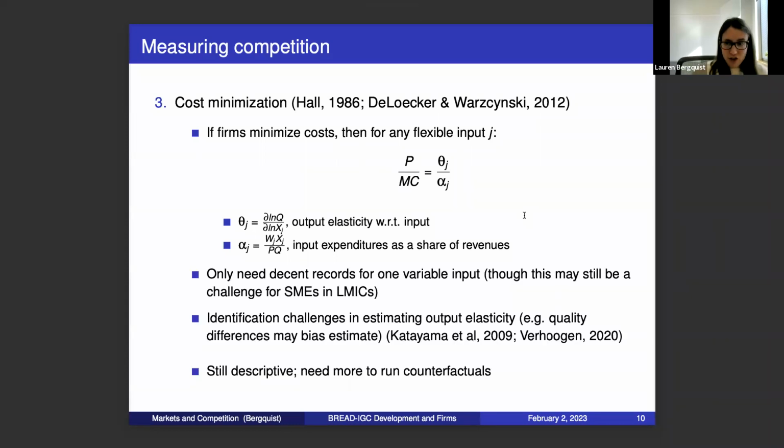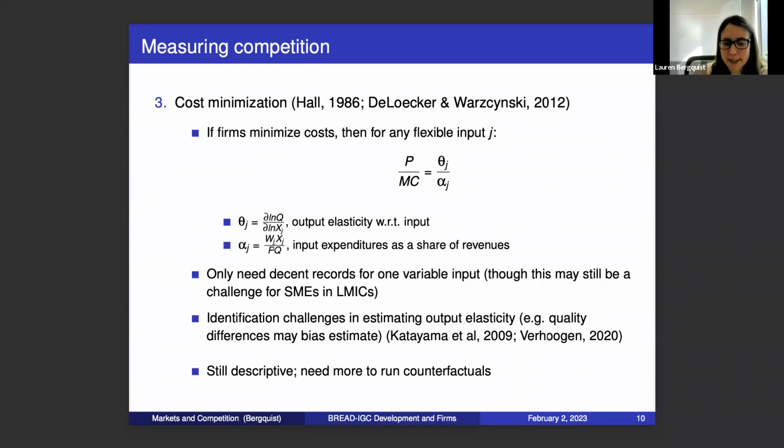So the pro here in general is that you really only need decent records for one variable input, right? In particular, the issue about valuing capital, which can be very challenging, we can basically set aside and say, okay, instead, we're just going to focus on a different variable input. Labor is a very common one, right? And this denominator here is really the win for this approach. It might be easier to estimate the wage bill, just this part here, rather than the total cost and valuing capital, okay? So that might potentially be easier.